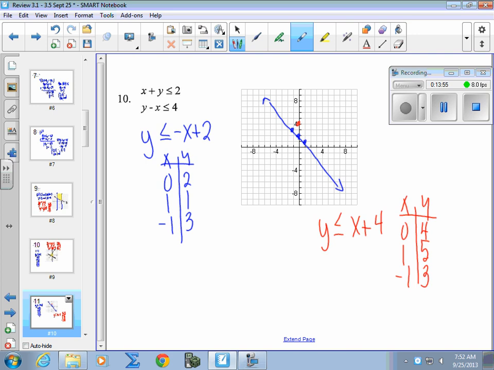Are these lines parallel, perpendicular? Anybody? 1 and 5. Nobody's going to take a guess. They're parallel. Negative 1 and 3. We know they're parallel because the slopes are equal. You're asked to shade below the blue and below the red. So you would shade everything through here.